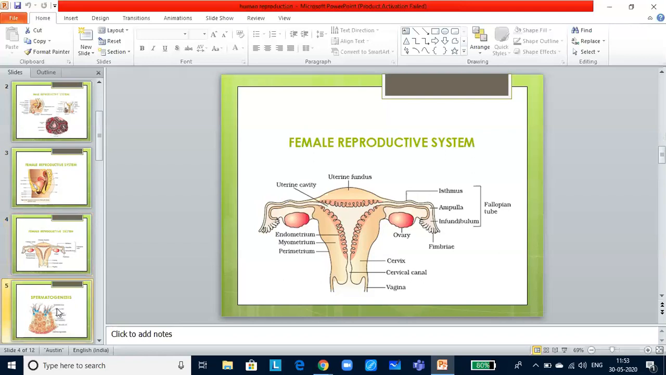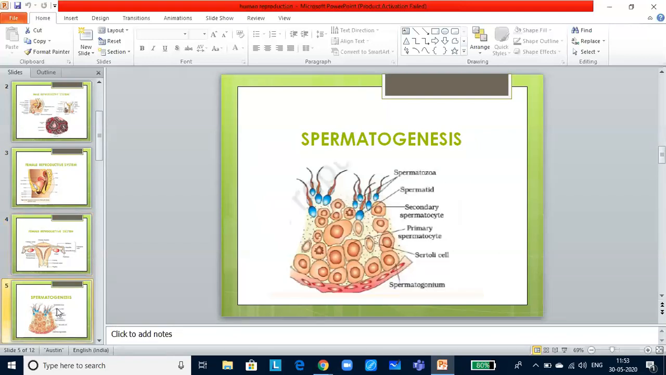Now let us get into gametogenesis. You know the process of formation of male and female gametes in the testes and the ovaries respectively is called gametogenesis. Now let us look into spermatogenesis, the process wherein immature male germ cells produce sperm in the testis on the onset of puberty in males is called spermatogenesis.